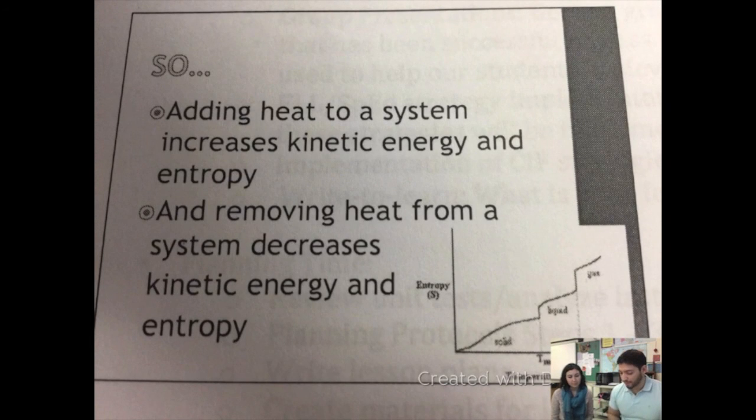Okay, so let's go ahead and finish this off. It says adding heat to a system increases kinetic energy and entropy, and removing heat from the system does what? It decreases the kinetic energy and entropy.